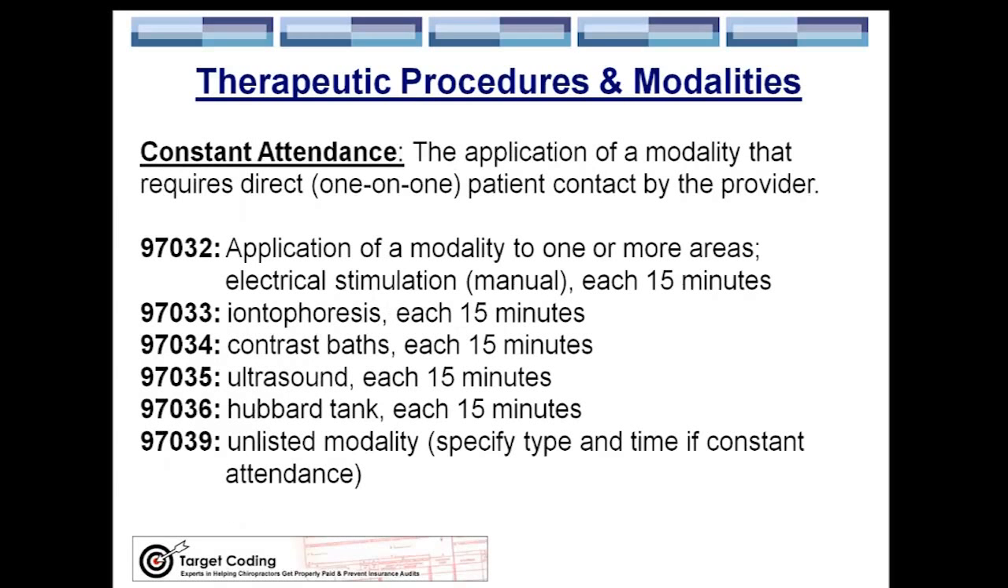And now we have the constant attendance modalities. Things change here. This is the application of a modality that requires direct one-on-one contact by the provider. The first one here is 97032, application of a modality, 1 or more areas, electrical stim, each 15 minutes. So you either need to do the electrical stim through the ultrasound head, or you stay in the room and turn the pulse meters up or down.